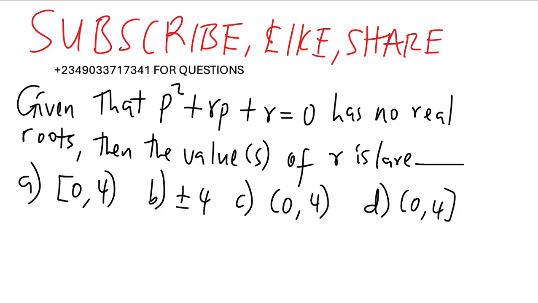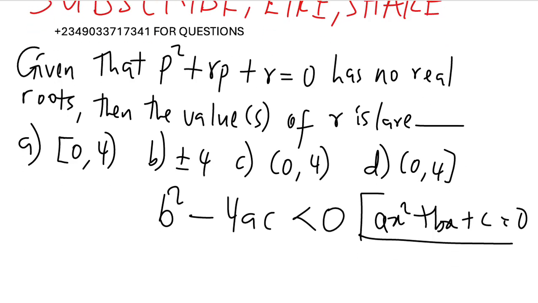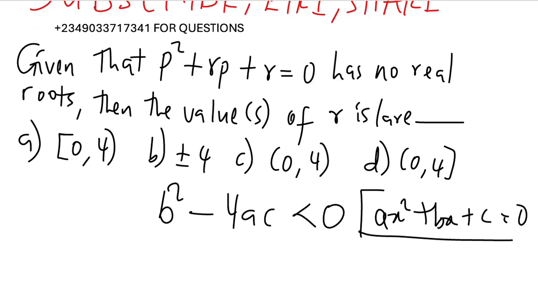If you watched that video, you would see that I said that for a quadratic equation to have no real roots, or we could say imaginary roots, then b squared minus 4ac must be less than 0, in conformation with the general quadratic form, which says ax squared plus bx plus c equals 0, where a, b, c are constants. So very simple.